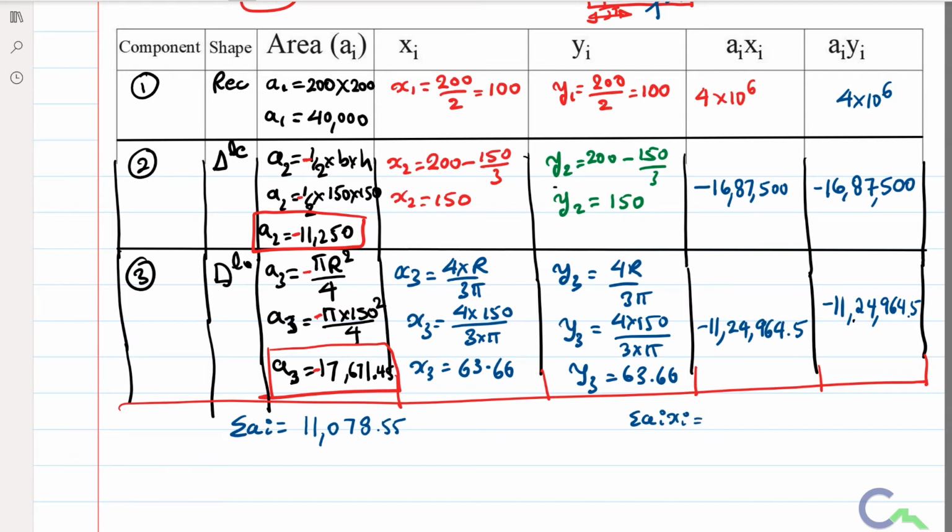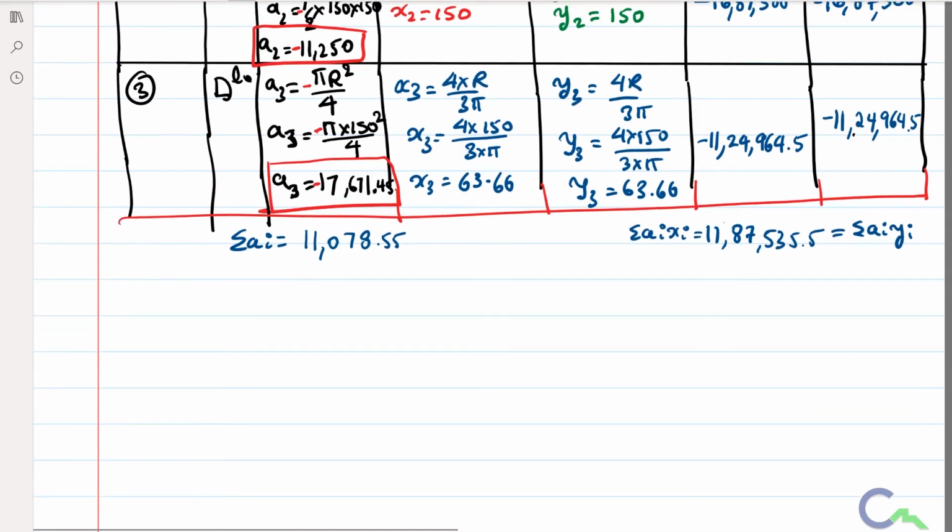Then we have to do the summation of sigma Ai xi. Similarly sigma Ai yi also same, so 4 into 10 to the power 6 minus 16,87,500 minus 11,24,964.5, we will get 11,87,535.5. Similarly this is also same. If I do the calculation also I will get the same answer.